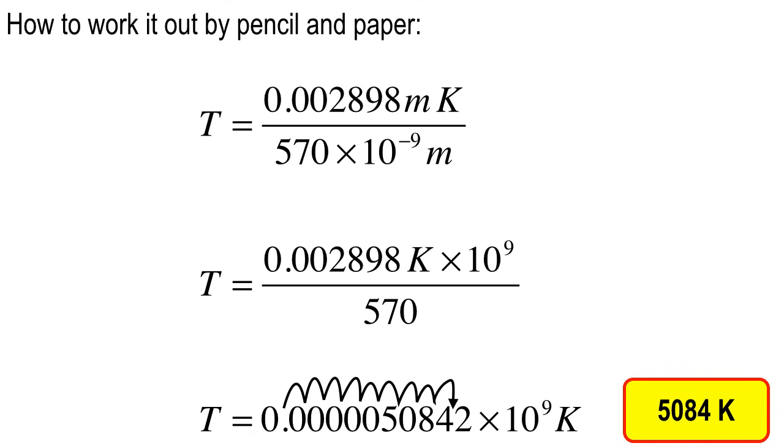Daniel, couldn't you also do 0.002898 times 10 to the 9 over 570? You can. Mm-hmm. Okay. Yeah.